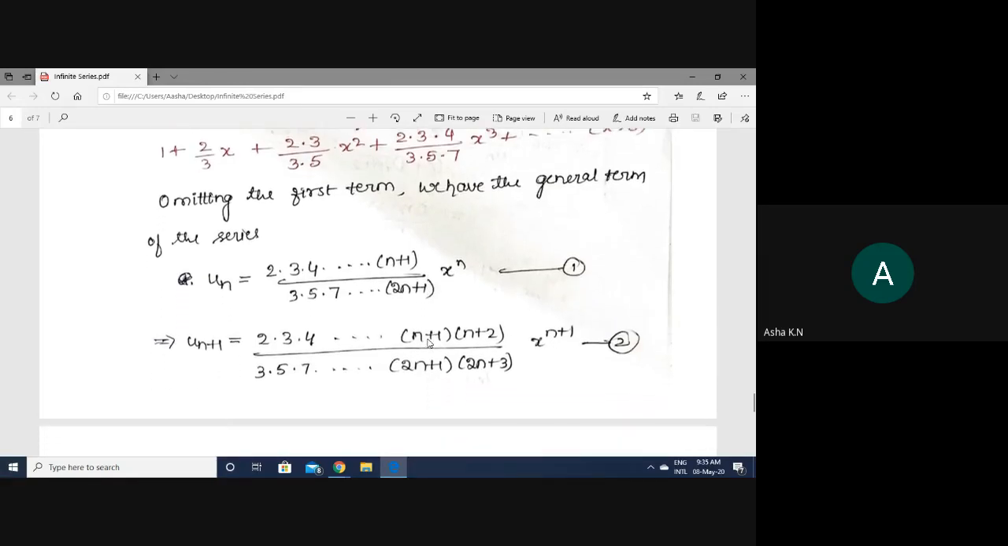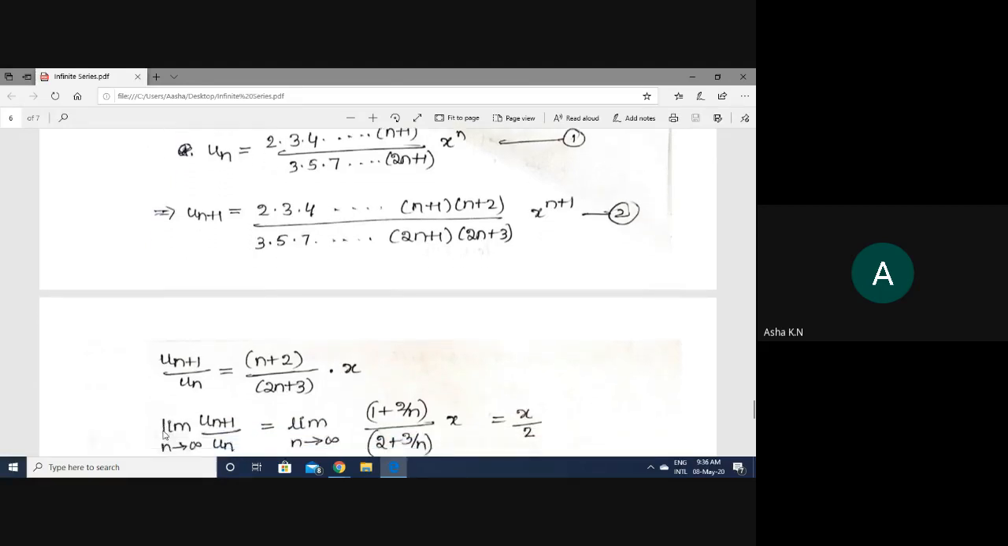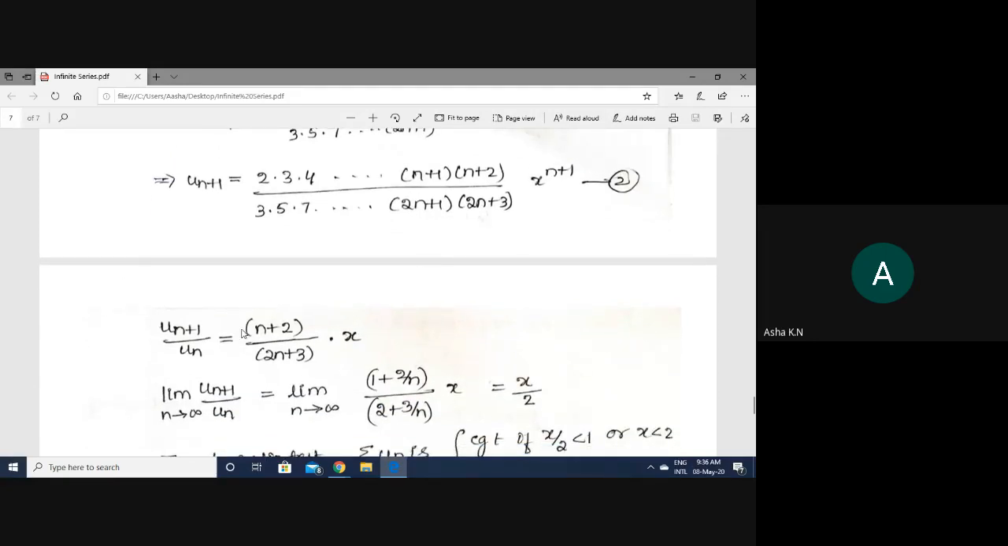X power n plus 1 by x power n is x. Okay, so we are left with n plus 2 by 2n plus 3 into x. Fine. Now take the limit as n tends to infinity. So directly if you apply the limit, you are getting infinity by infinity form. So take n as a common factor from both numerator and denominator, that n will get cancelled.